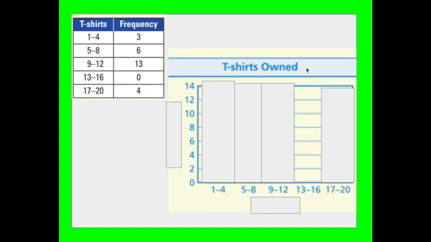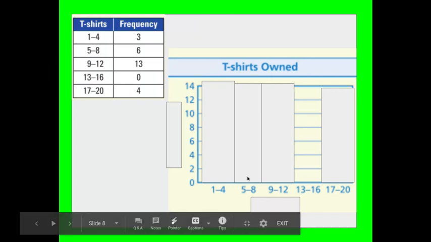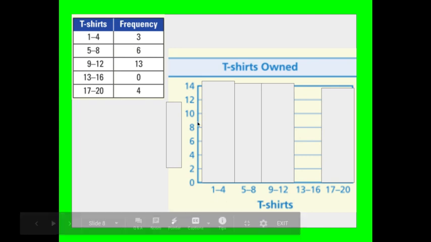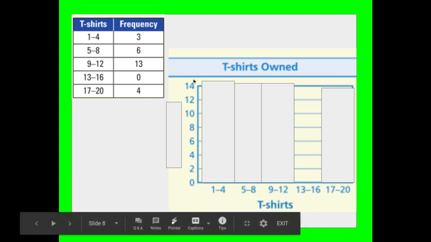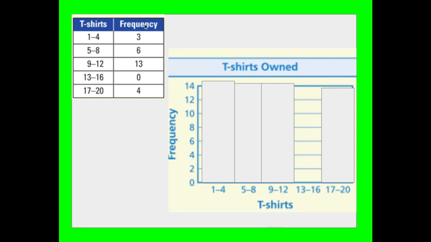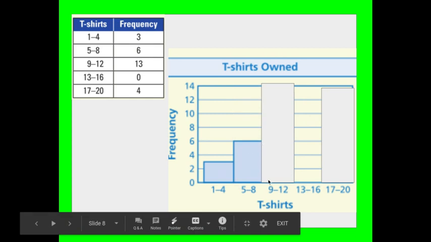Okay, t-shirts owned is our title. T-shirts, this is going to be on our x-axis, which is horizontal here on the bottom. So we're going to label that t-shirts. Going up and down vertically on our y-axis is the frequency. Well, the number of students that own 1 through 4 t-shirts is 3. That means 3 students own 1 through 4 t-shirts. There are 6 students that own 5 through 8 t-shirts. So we're going to make our bar going up to 6.